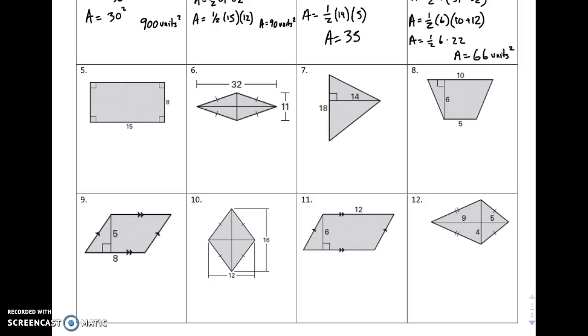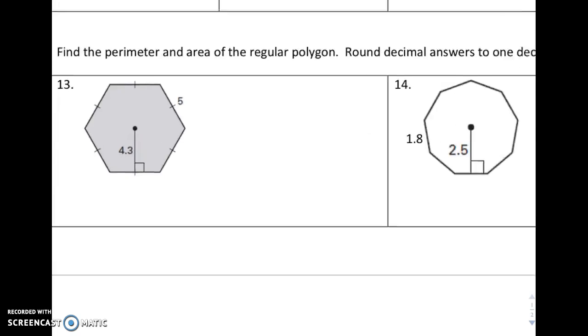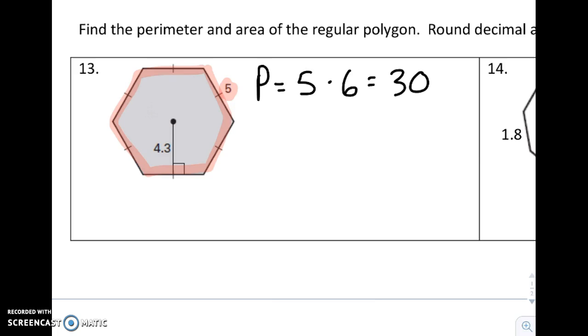Okay, so I'd like you to try number 5 through 12, using all of the formulas we just went over. There is a parallelogram example on number 9 and number 11. That one is just like a rectangle, just like kind of a square where it's base times height. Just be careful that you have the height. I do want to go over one more example though, which is number 13 down at the bottom. This one we're trying to find the perimeter and then the area of a regular polygon. So perimeter, what's the length all the way around? Well, we've got a 5, and we have 1, 2, 3, 4, 5, 6 sides. So 5 times 6, the perimeter is 30.